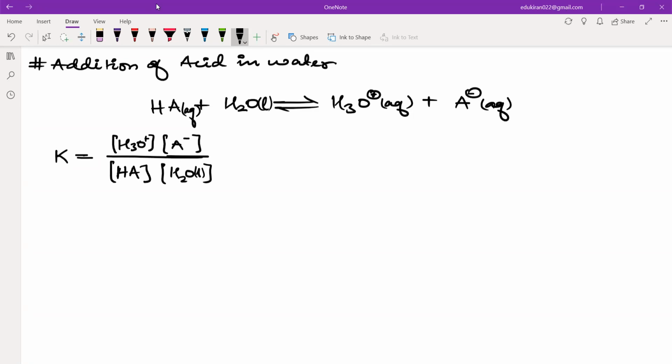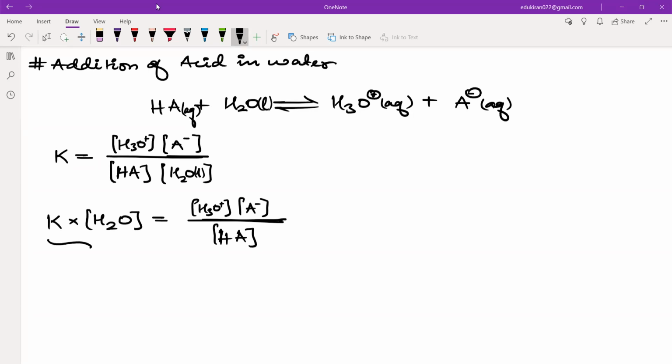And since we know that the concentration of H2O liquid is equal to a constant, hence we can multiply that to the equilibrium constant, and this will be equal to the concentration of H3O positive into the concentration of A negative divided by the concentration of HA. That is the acid. That means above you have the dissociated acid and below you have the undissociated acid. Okay, so K into H2O, both of these are constant, and this will give you another constant which we call as Ka.